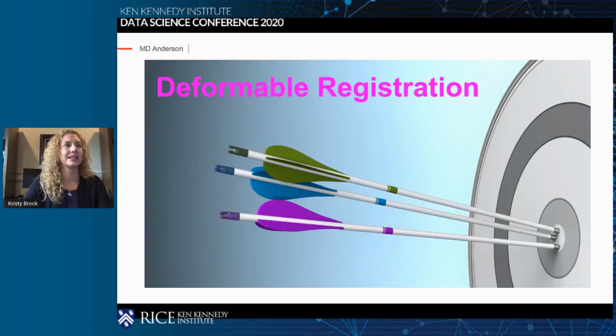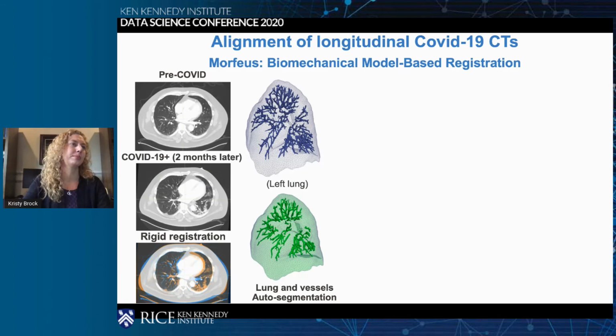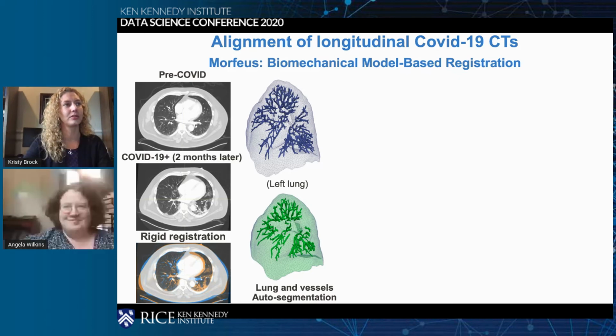The next is the deformable registration. So here's an example of a case from MD Anderson that had a pre-COVID CT scan and then 2 months later presented with COVID. And so you can see the ground glass and consolidation present in the lung.